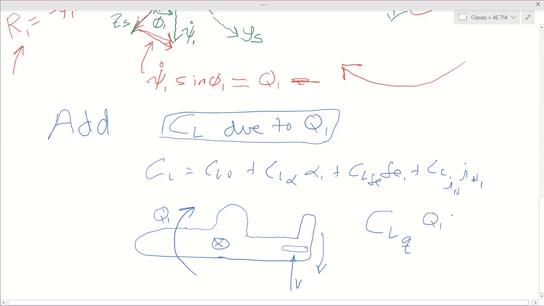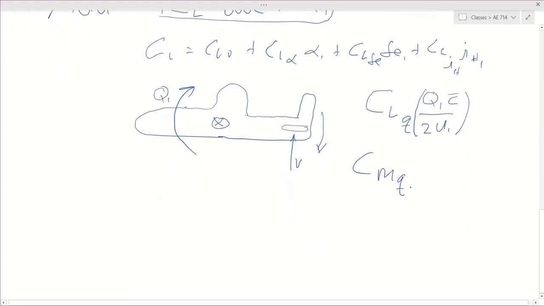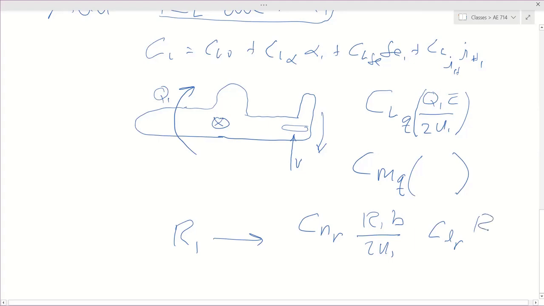This is the CL due to pitch rate. And it's calculated with respect to the special non-dimensional pitch rate that we'll talk about later and define. We're just going to take it for granted right now. And we'll have to add in a similar term for CM. And then we'll have a CMQ times the same thing. And then we have a yaw rate. So we'll also get a yaw rate effect. We'll get a yawing moment due to the yaw rate. And we'll get a rolling moment due to the yaw rate. So we're going to add all of these extra effects.